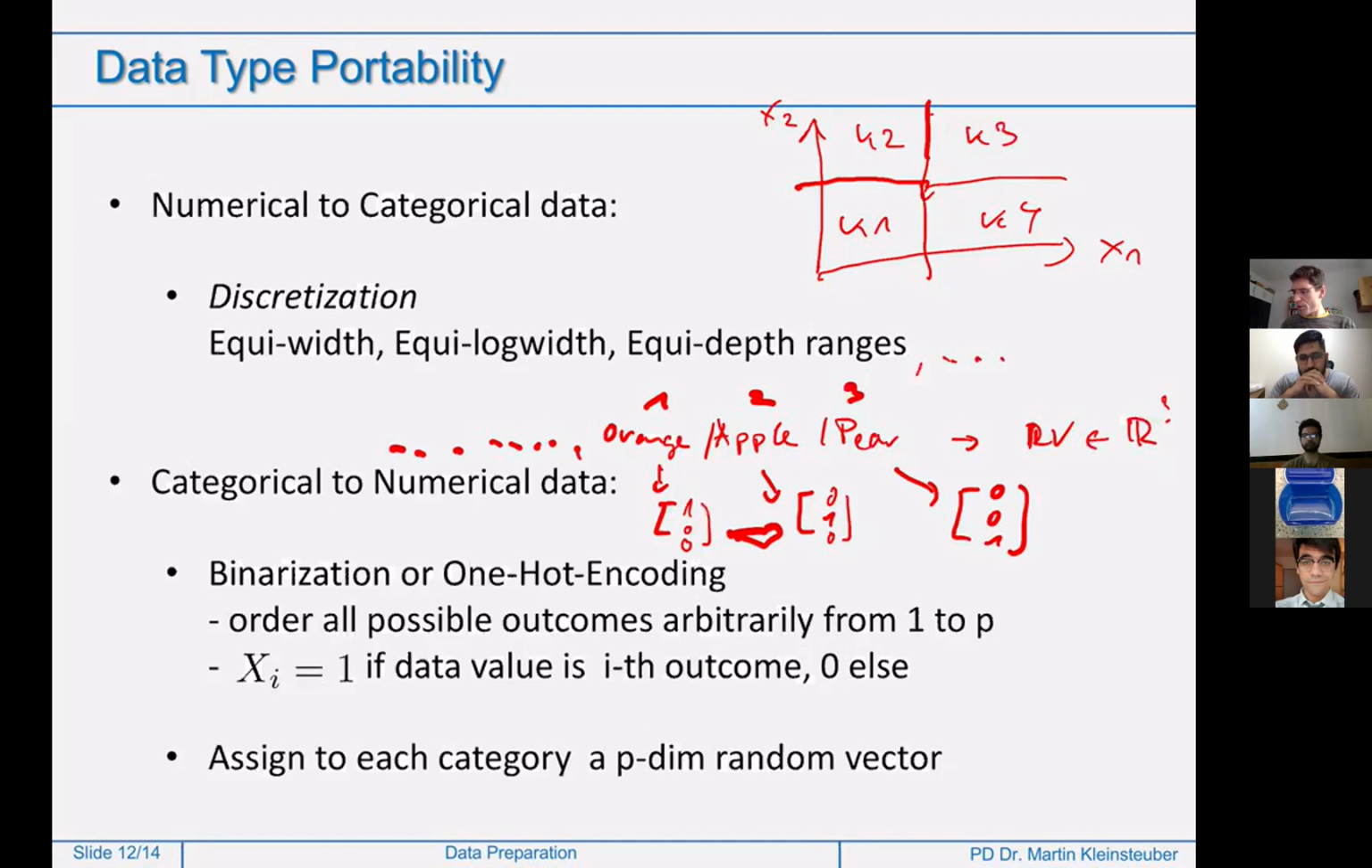What we can also do is we can fix a dimension p in the outcome space and say, well, we assign to each of these categories a random vector in R^p. So we keep the dimension 10 fixed, for example, and we assign to each categorical variable one fixed but random vector in this p-dimensional space.